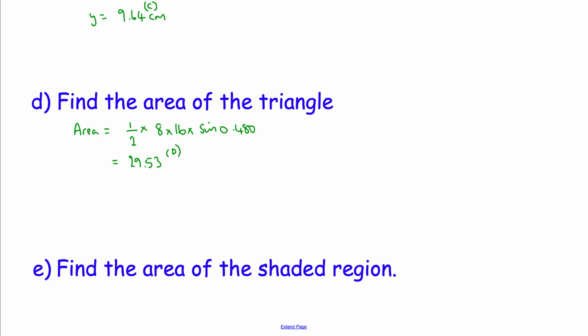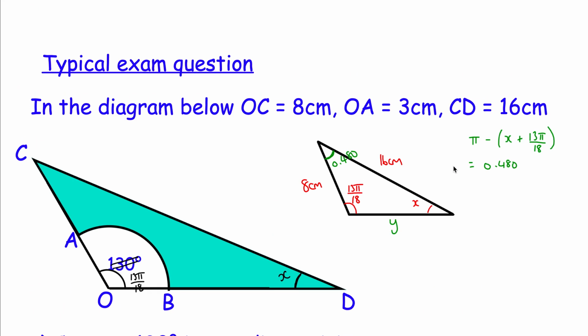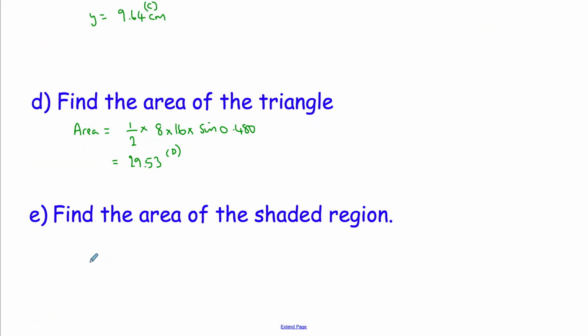Right, so last part is to now find the area of the shaded region. So we've got the area of the white and the green together. We just need to take away the white section now. And one piece of information we were given right up at the top of the question was that this length here, O to A, is 3. That's really important because now we can find the area of this sector. So let's start off by finding the area of the sector.